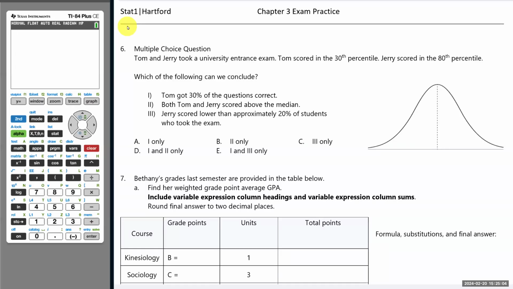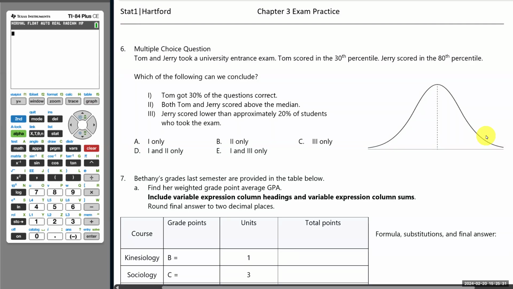Welcome. We're on page 2 of our Chapter 3 exam practice, and this is number 6. Tom and Jerry took a university entrance exam. Tom scored in the 30th percentile, Jerry scored in the 80th percentile, and we're going to see what we can conclude. Now, they don't say that the distribution of scores is bell-shaped, but I'm going to put the information on the bell since we do a lot with bell-shaped curves.